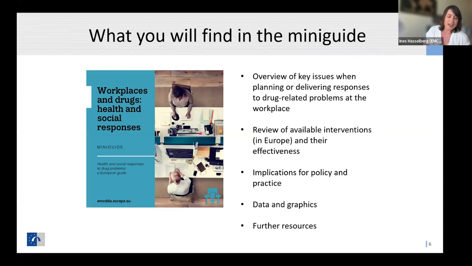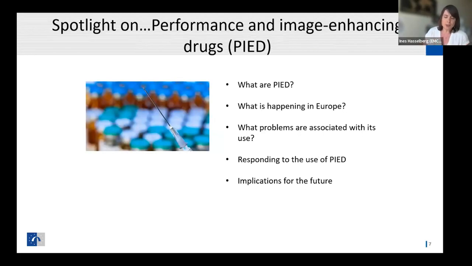In this mini guide, we provide an overview of what to consider when planning or delivering health and social responses to drug-related problems in the workplace. We review the available interventions and what we know about their effectiveness. And we also talk about what we know is happening in Europe. We consider some of the implications for policy and practice. We provide available data and graphics, which in this case are actually coming from EU OSHA and their survey. And we provide lists of other relevant resources. Now, together with the Workplace Mini Guide, we also launched a spotlight on performance and image enhancement drugs.